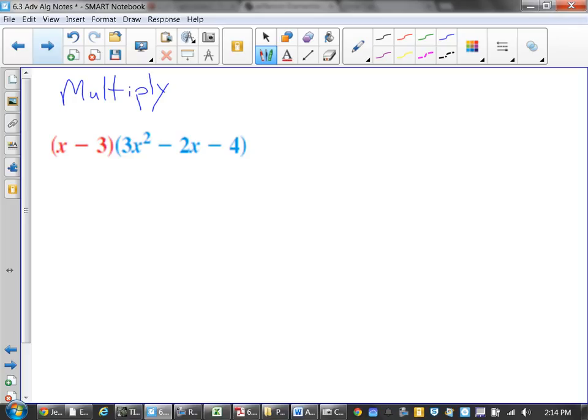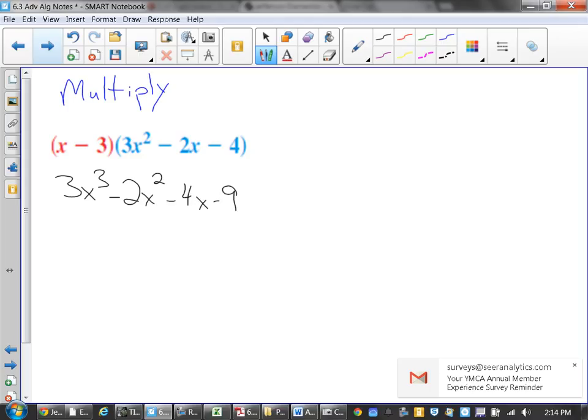What is a binomial times a trinomial, and is it a polynomial? So you distribute out twice, you get 3x cubed minus 2x squared minus 4x minus 9x squared plus 6x plus 12.